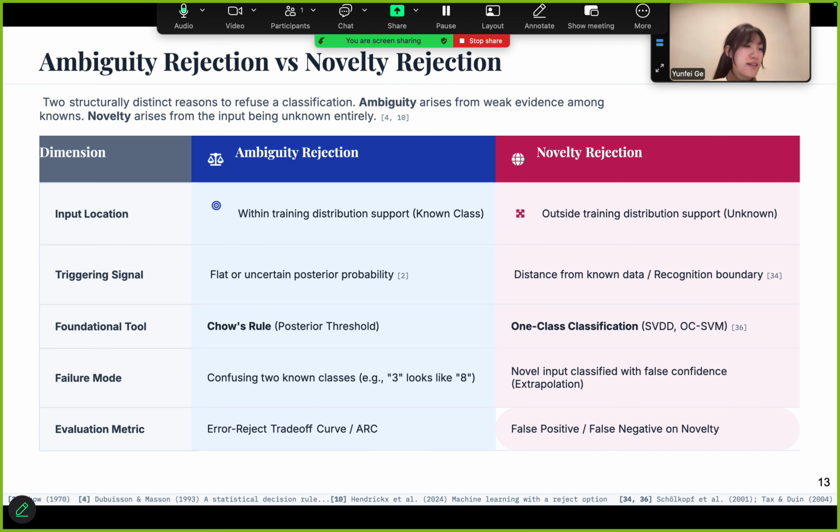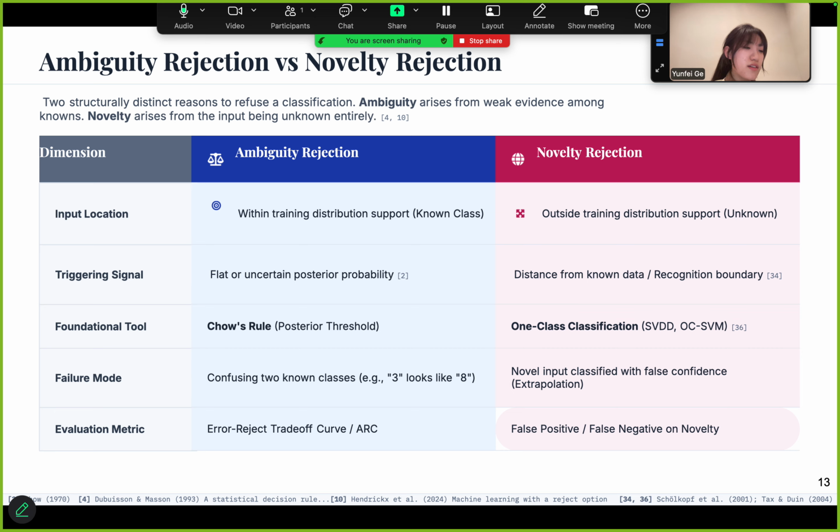This is the conceptual center of the survey, and I want to go through it carefully. The table compares the 2 forms of rejection along 5 dimensions. First, the input location. Ambiguity rejection operates on inputs inside the training distribution among known classes. Novelty rejection operates on inputs outside it entirely. Second is triggering signal. For ambiguity, the signal is a flat or uncertain posterior probability. For novelty, the signal is a distance from the known data region.